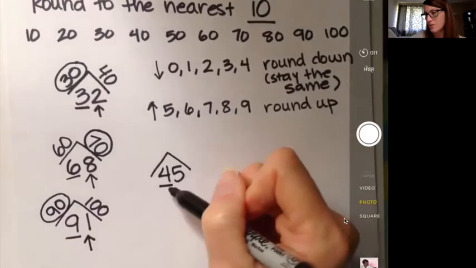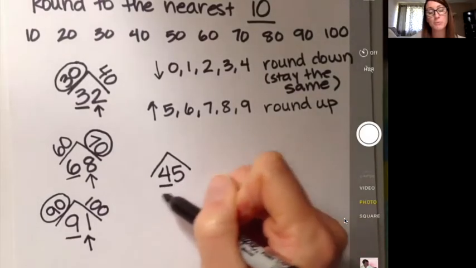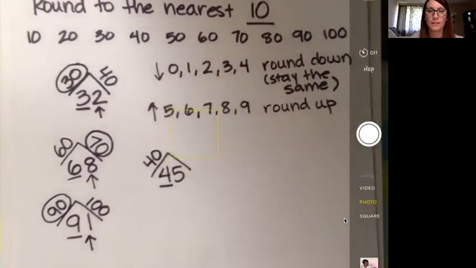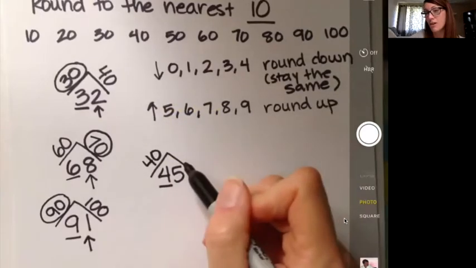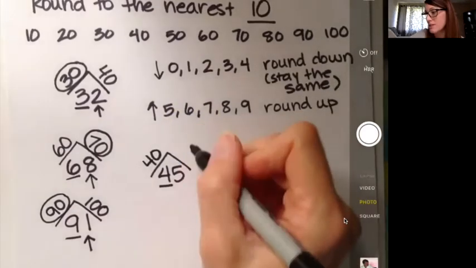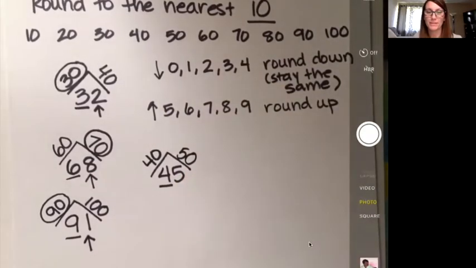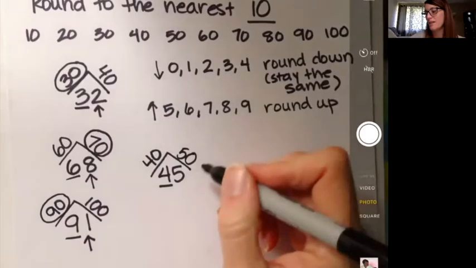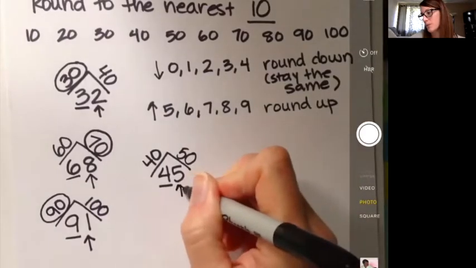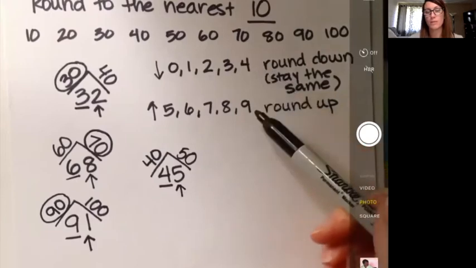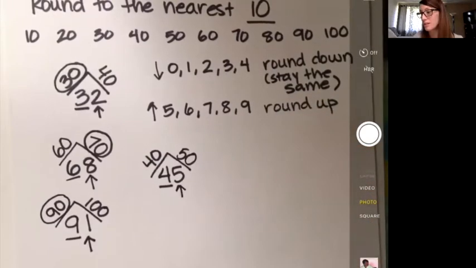Hopefully you thought to yourself, well, this is 45, so the 10 that comes before 45 would be 40. And then hopefully you also thought, oh, well, the next 10 after 40 is 50. And then what do we do next? That's right. Let's put an arrow pointing at our ones place. And then we're going to think about, okay, 5. Does 5 tell me to round down or to round up? That's right. It's to round up.